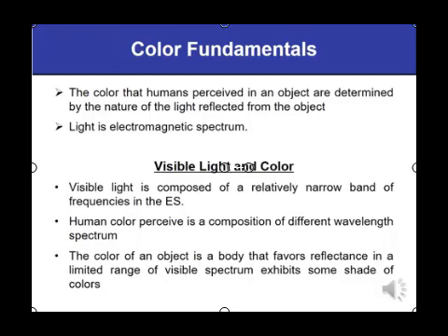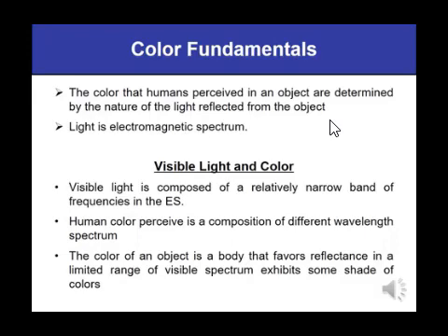Now let's see the color image fundamentals. The basic three colors are red, green, and blue. The colors that humans perceive in an object are determined by the nature of light reflected by that object. See students, light colors, which are faint, absorb less light, whereas dark colors absorb more light, so they are more widely visible.